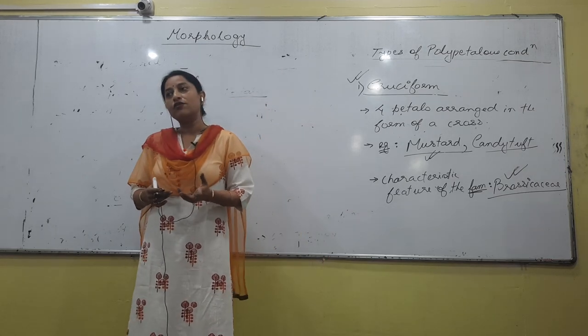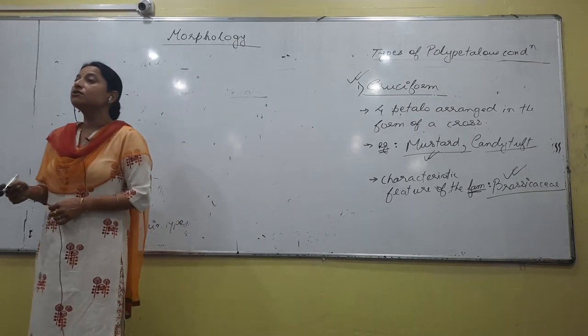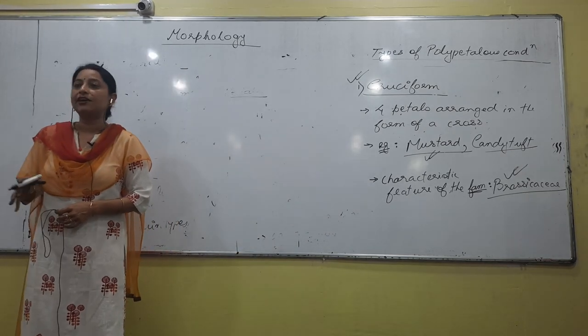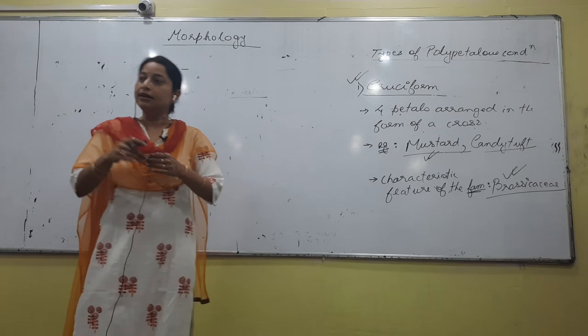We have already studied in the living world chapter, right? There are certain old names and new names. So Brassicaceae is the new name and Cruciferae is the old name. Why Cruciferae? Because the flowers are arranged in the form of a cross, right?